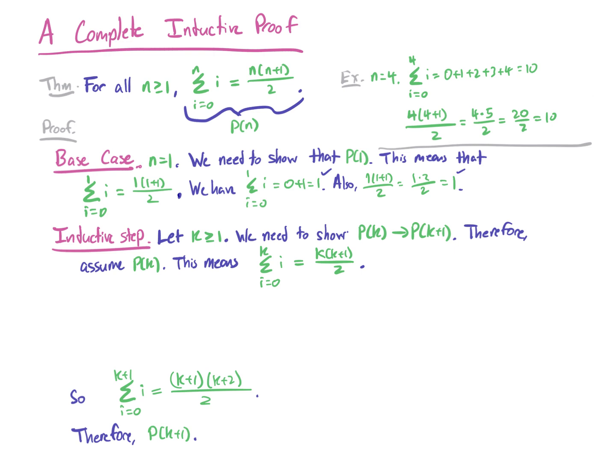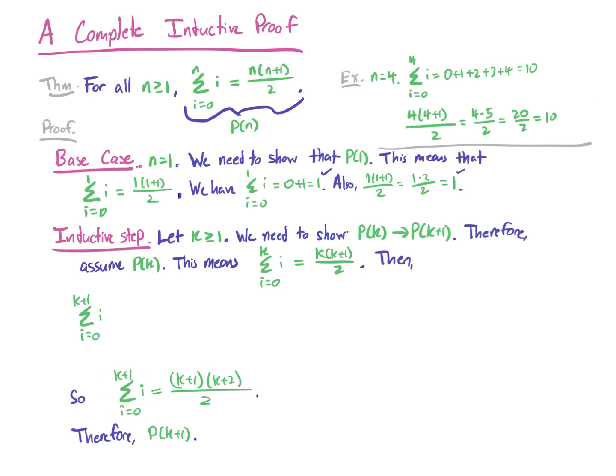So I'm going to erase these dots as well. Okay, so what I'm going to do is a direct calculation with some algebra involved. So here's what we do. I'm going to evaluate the sum from i equals 0 to k plus 1 of i. So this is the left-hand side of where I want to go, and I'm going to do some algebra to show that I can get to the right-hand side as well.